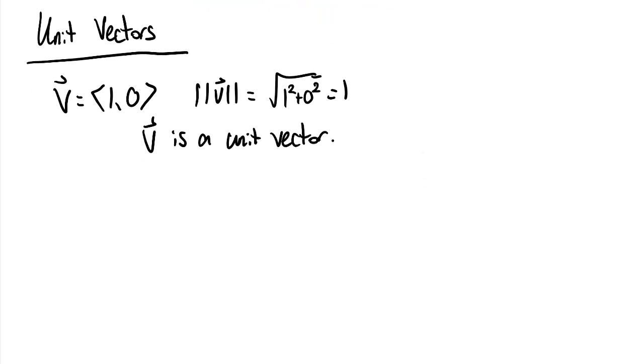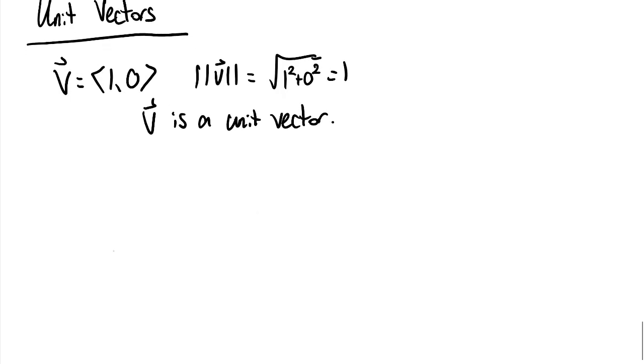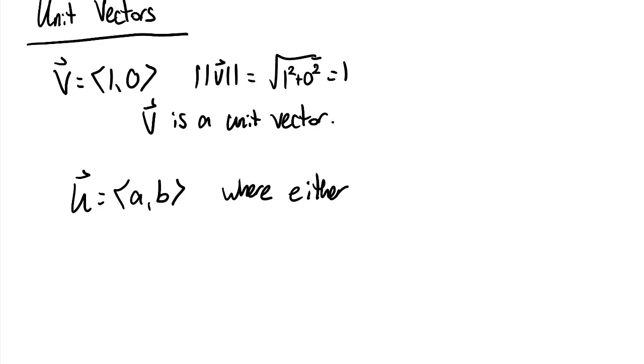Now we can make a unit vector out of any vector that we want. Okay, so let's take some random vector u, and let's say it has components a and b, where either a or b is not equal to 0. In other words, we don't want them both to be 0, because then it would just be the 0 vector, and there's no way for us to make a unit vector out of that, right?